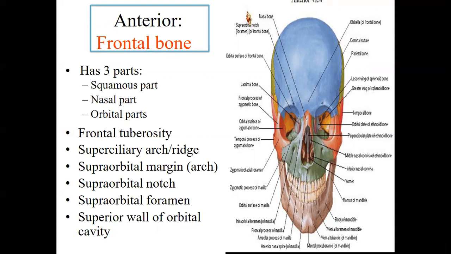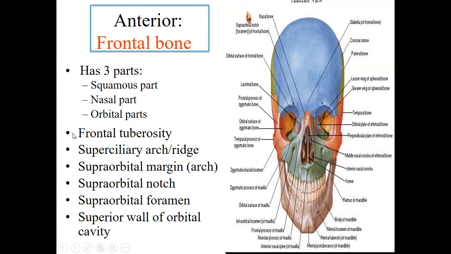So for the frontal bone, it has three parts. Okay, the squamous part, the nasal part, and also the orbital part. Okay, so these are the three parts of the frontal bone that you can see. Okay, from anterior. Okay, the squamous part, the nasal part, and also the orbital part.